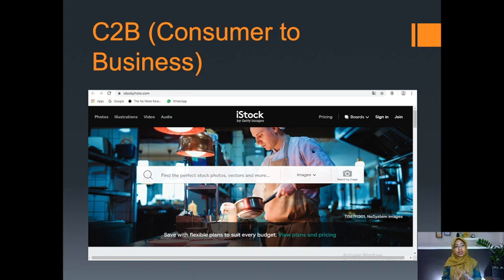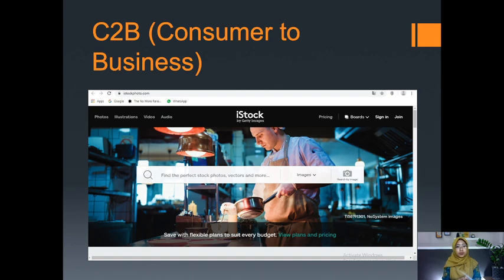I mean, the product here can be a photograph or maybe a design. So by joining this, they can connect you into a company, and then when the company buys your design or your photo, this website, the owner of iStockPhoto, will share the royalty with you. Okay. You can find consumer to business in any other website online.